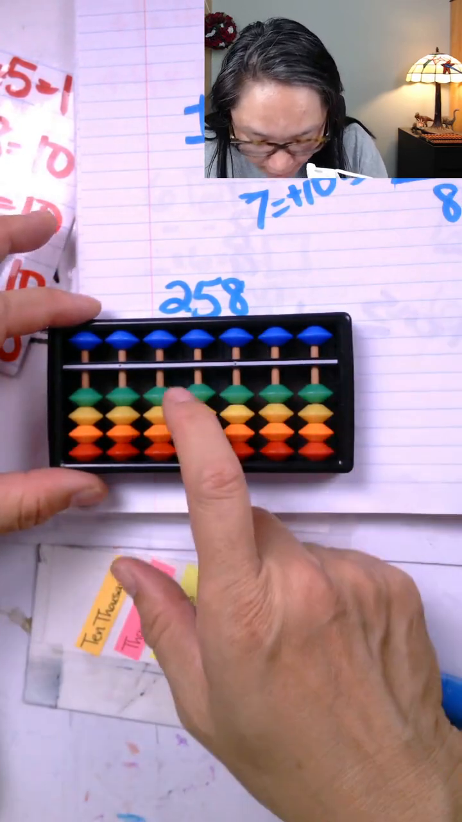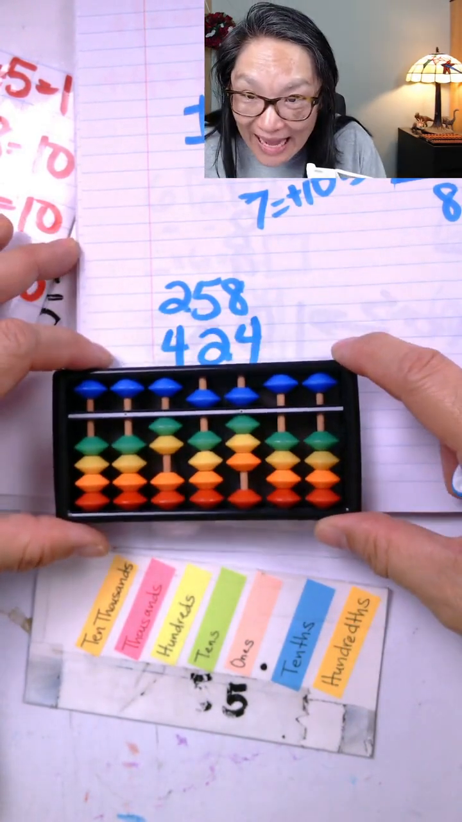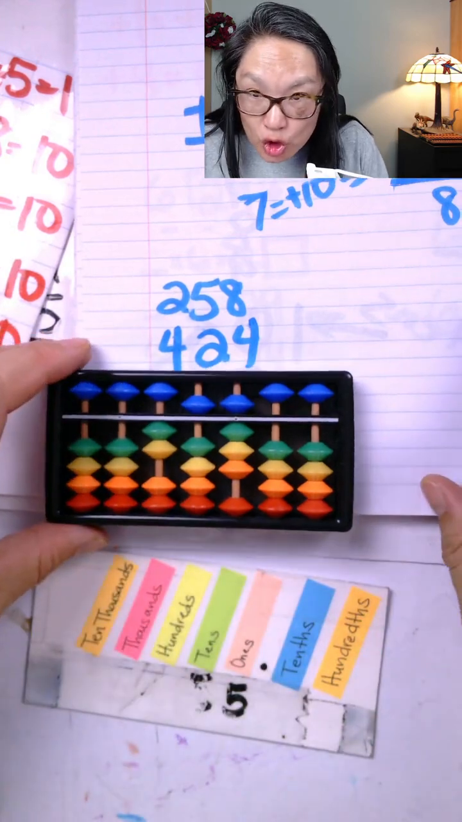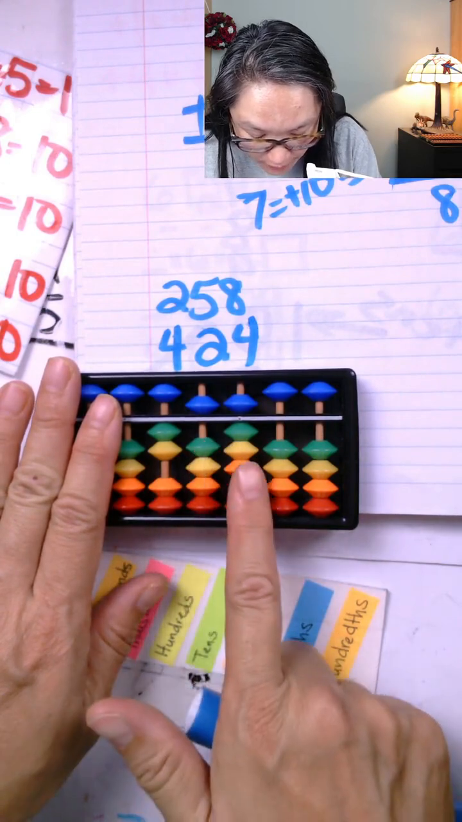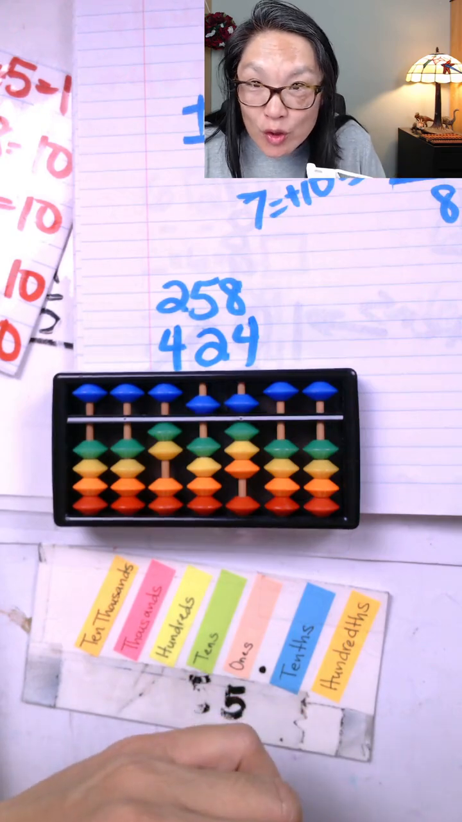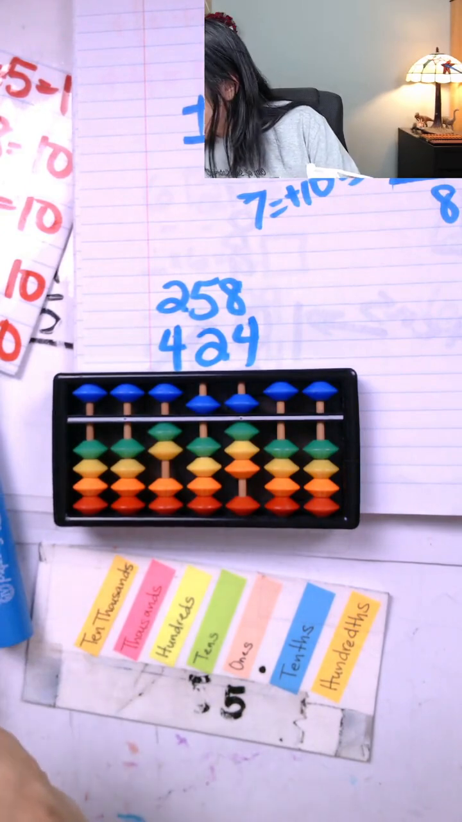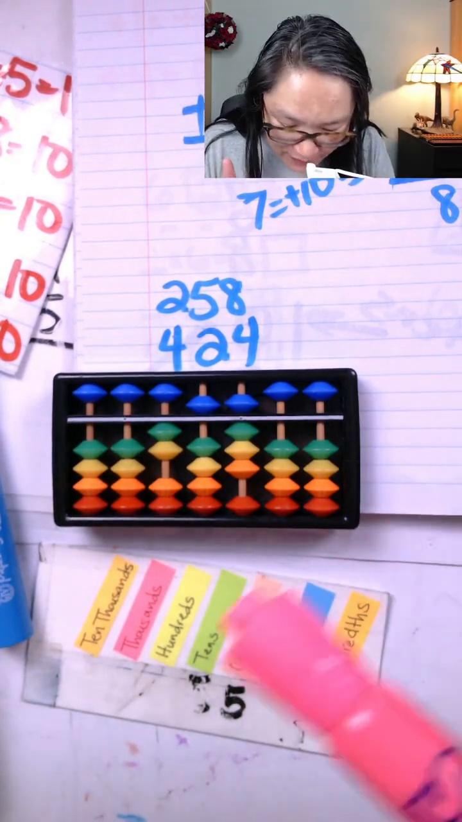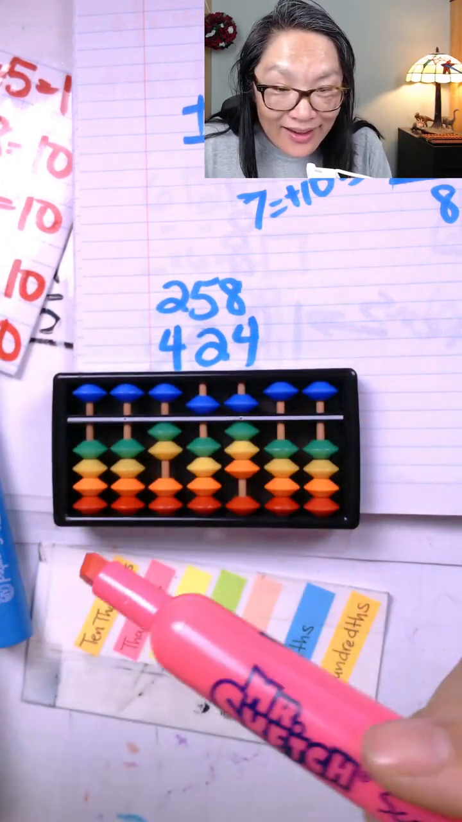Okay, so we have 258. When we add 424, we add the 4, we add the 2, we add the 4. Can we add the 4? No. We know how to add the 4. What are we going to do? When we add the 4, yes, somebody asked if these were the smelly ones. Yes, it's the Mr. Sketch scented ones.